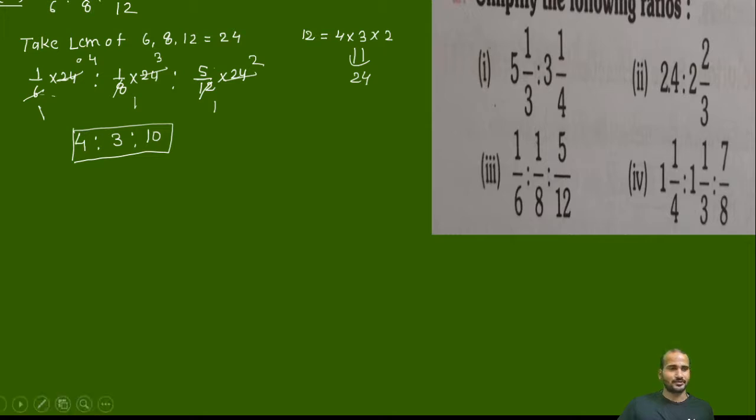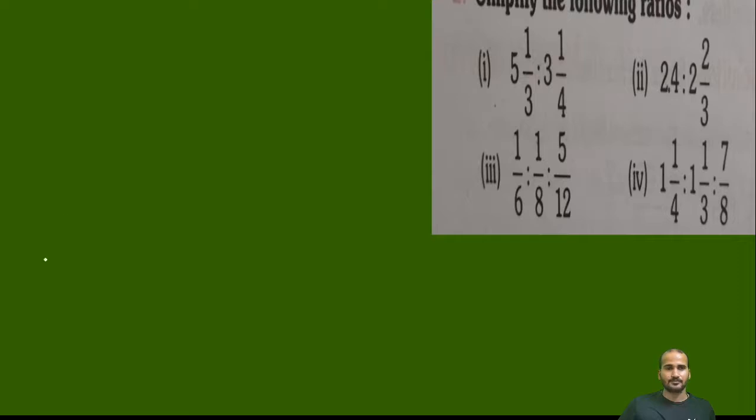I hope you understand. If you don't understand these things, please comment. I will solve the same questions again for you. Don't hesitate. If you have any doubt, any problem, just comment. So this is given: 1 whole 1 by 4 ratio 1 whole 1 by 3 ratio 7 by 8. This also uses the same method. Solve this question. 4 1s are 4, 4 1 is 5 by 4, ratio 3 1s are 3, 3 1 is 4 by 3, and this is 7 by 8.